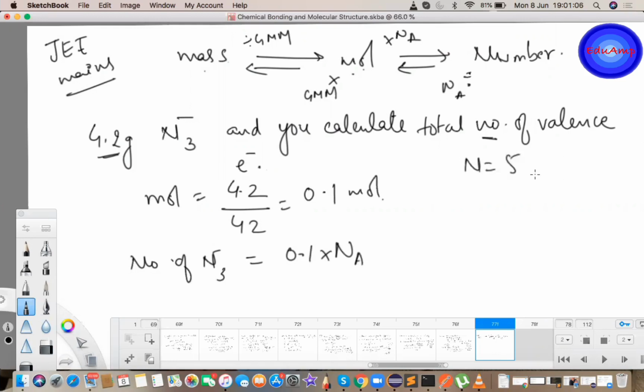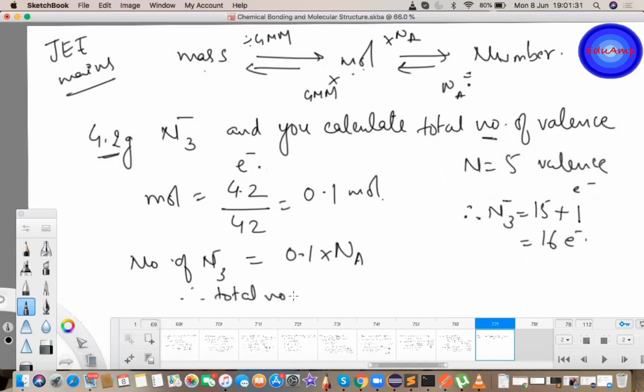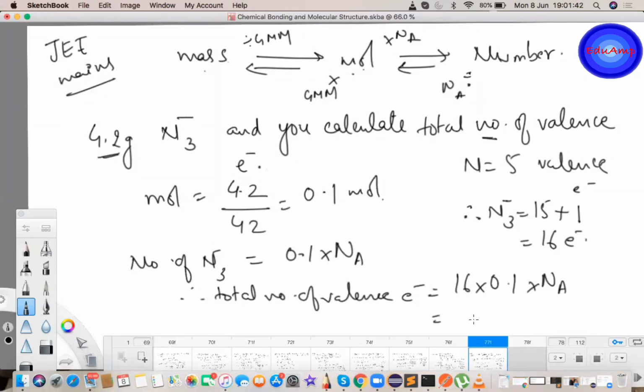Nitrogen has 5 valence electrons. There are 3 nitrogen atoms. Therefore, in N3 minus, there would be 15 valence electrons plus 1 for the negative charge. Therefore, the total is 16 electrons in its valence shell. So the total number of valence electrons would be 16 into 0.1 into N. So your answer would be 1.6 N.